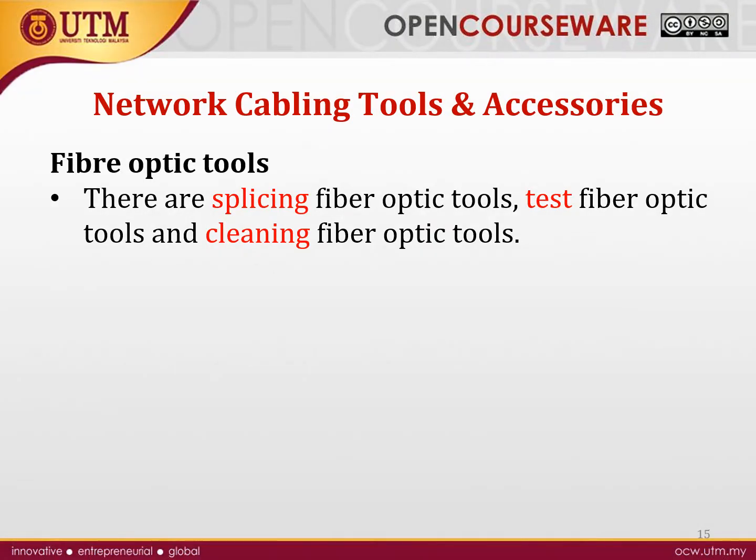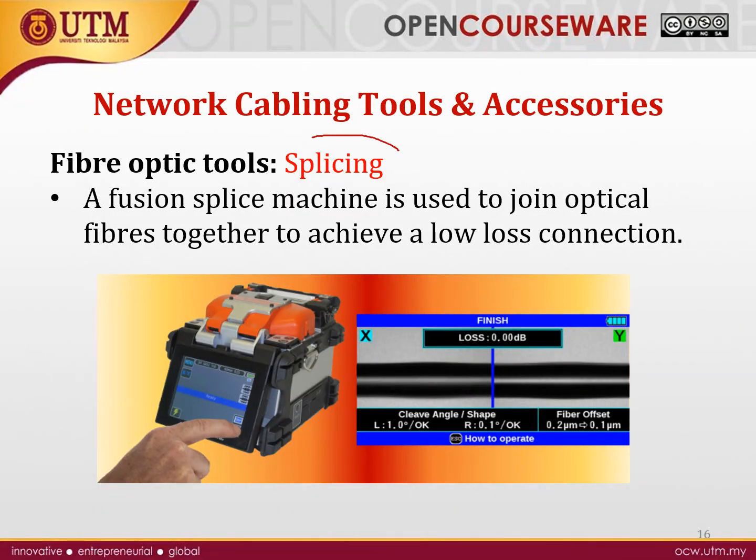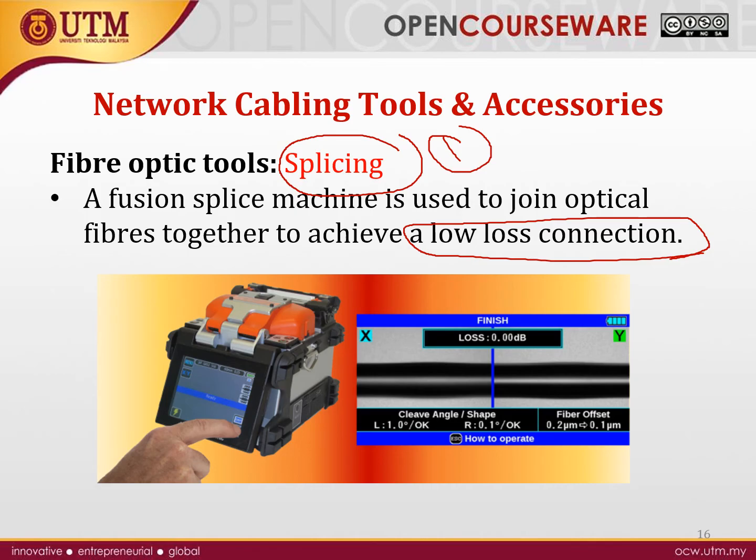Next device, we have the fiber optics tools. There are actually splicing fiber optic tools, test fiber optic tools, and cleaning fiber optic tools. First one is the splicing. This machine is used to join optical fibers together to achieve a low loss connection. So the main purpose of this device is to achieve a low loss connection. This is the first type of the fiber optic tools.